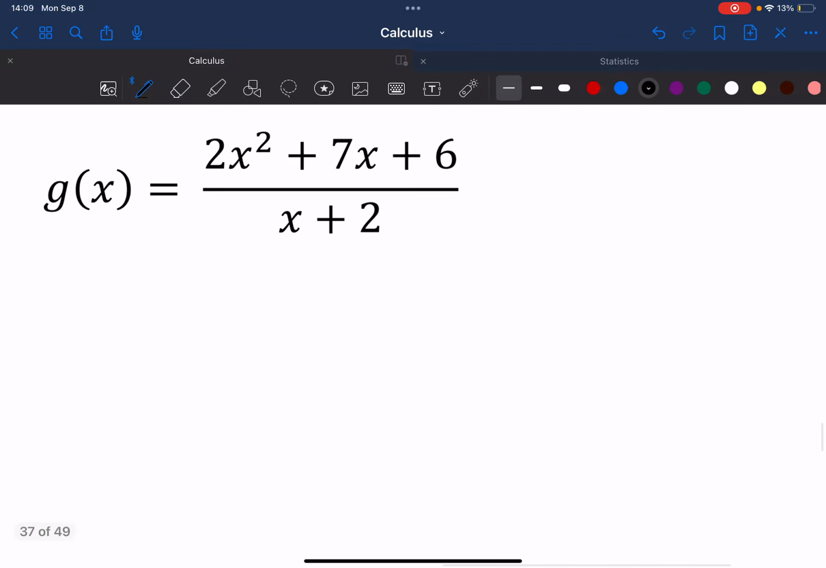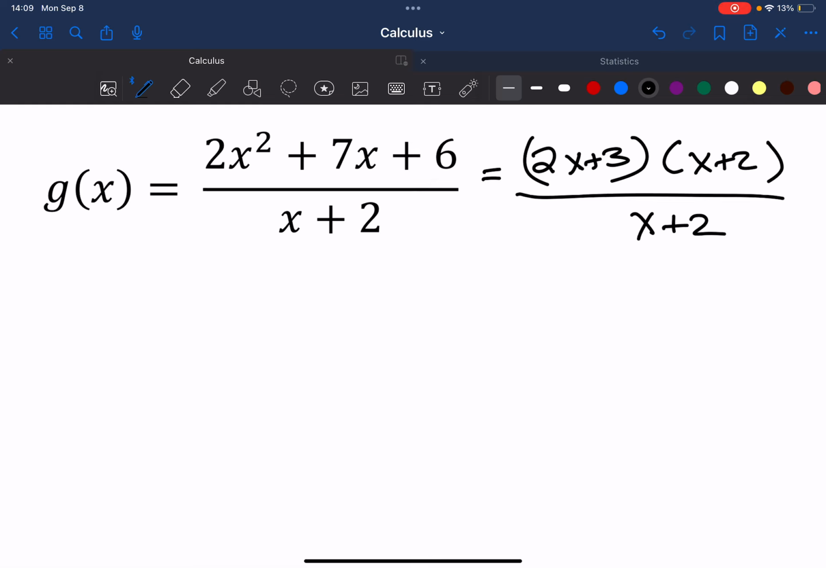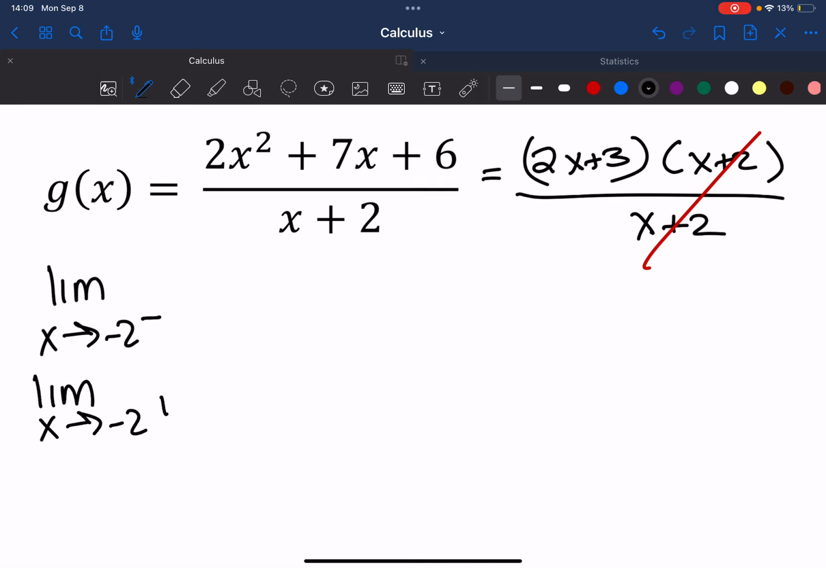For B, notice I'm going to be able to factor this. So I have 2x plus 3 times x plus 2 over x plus 2. The x plus 2's cancel, which means if I was to just look at the denominator alone, if I chose x equal to -2, I would get an undefined function at that value. So what I'm going to do is find the limit as x approaches -2 from the left, and the limit as x approaches -2 from the right.